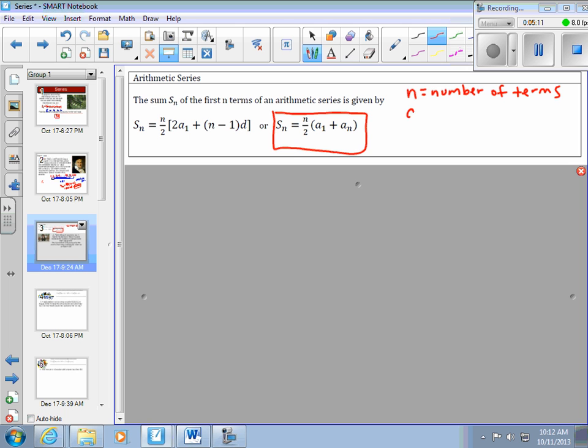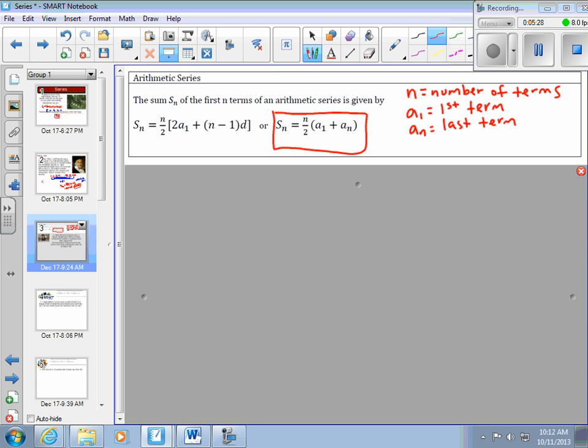A sub 1 would be your first term. A sub n would be your last term. So you can use that formula anytime to find the sum of a sequence.